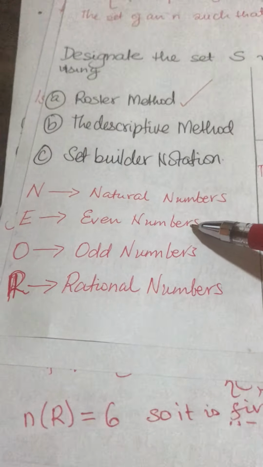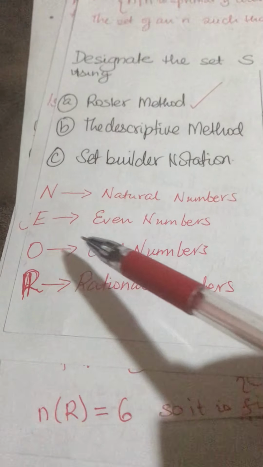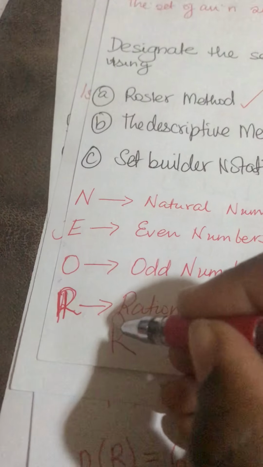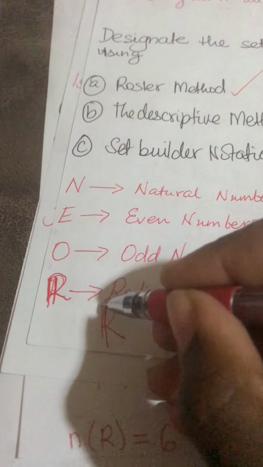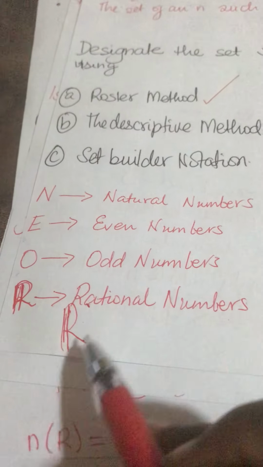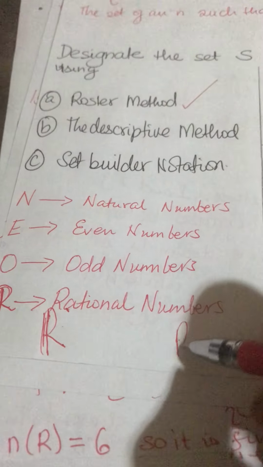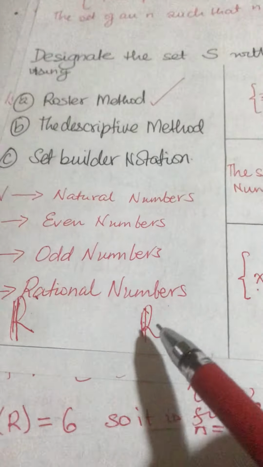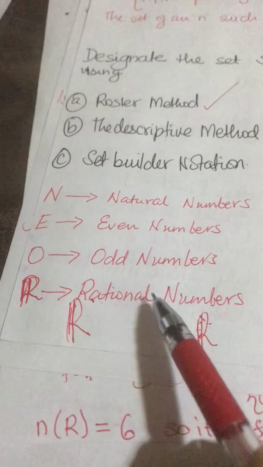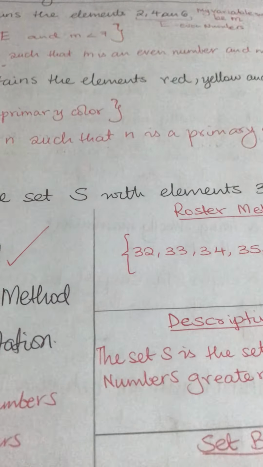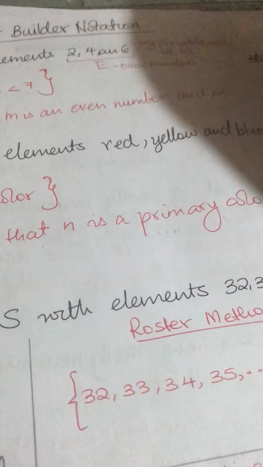Capital E means even numbers. Capital O means odd numbers. When you see the R that is written with 2 vertical lines, it means rational numbers. It is written with 2 vertical lines. Normally R is written like this, but they put another line over here. So when they put the 2 vertical lines, they're talking about rational numbers. Okay? Write your notes. Write down your questions that you have. And then do Aleph. I see you tomorrow.